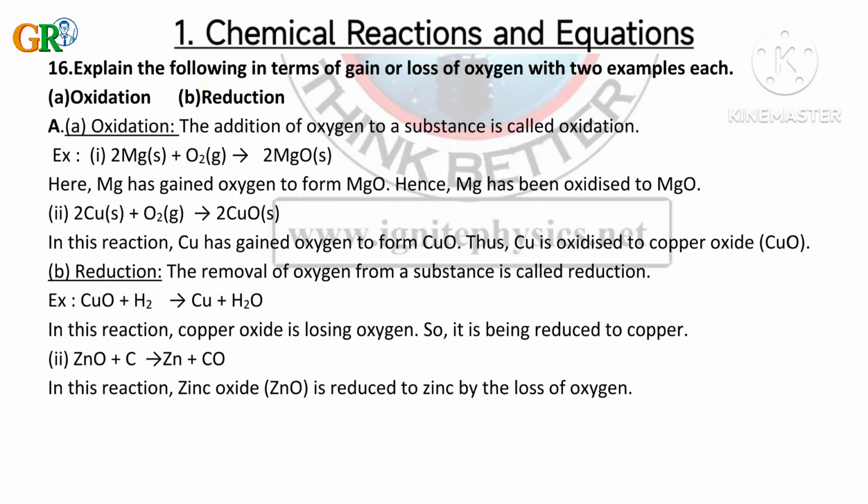B. Reduction. The removal of oxygen from a substance is called reduction. For example, copper oxide plus hydrogen gives rise to copper plus H2O. In this reaction, copper oxide is losing oxygen, so it is being reduced to copper. Another example is ZnO plus C gives rise to Zn plus CO. In this reaction, zinc oxide ZnO is reduced to zinc by the loss of oxygen.